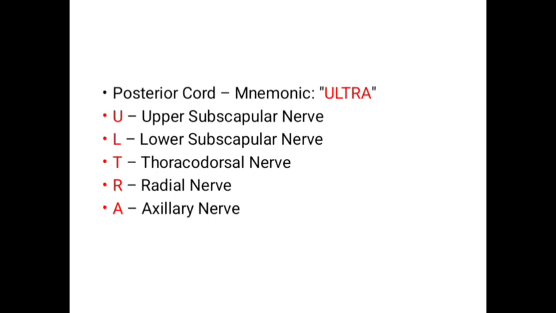Now, finally, we have the posterior cord. For the branches of the posterior cord, we can use this mnemonic, ULTRA, to know them. U for upper subscapular nerve, L for lower subscapular nerve, T for thoracodorsal nerve, R for radial nerve, and finally A for axillary nerve.